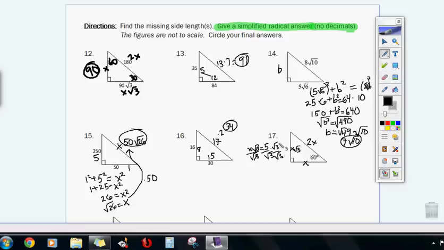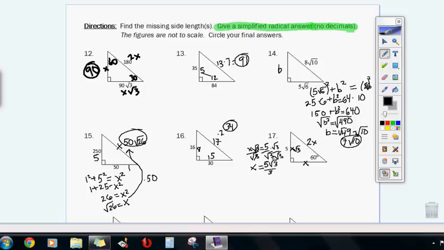Now many kids ask, do I cancel at this point? I want you to think about what canceling would do, and then you would know, no, we don't cancel, because you'd be right back to where you started. So now what we have is x equal to 5 root 3 over 3.